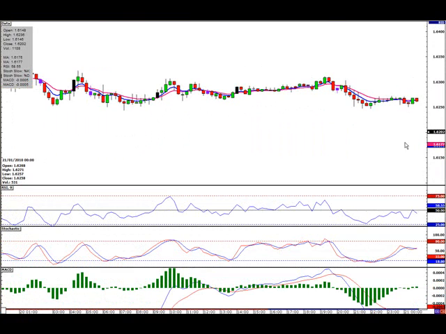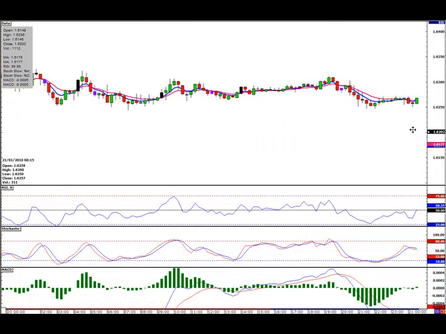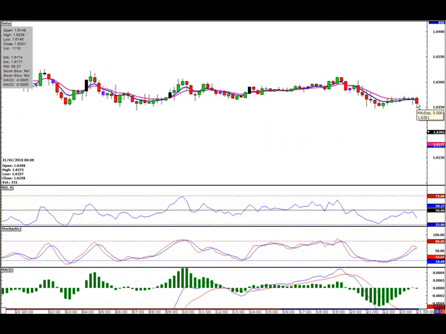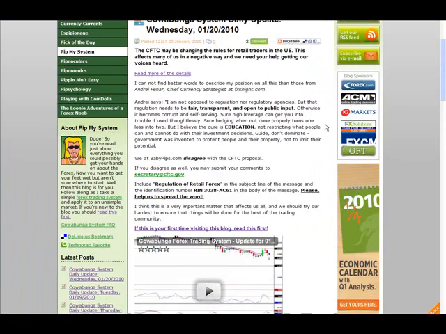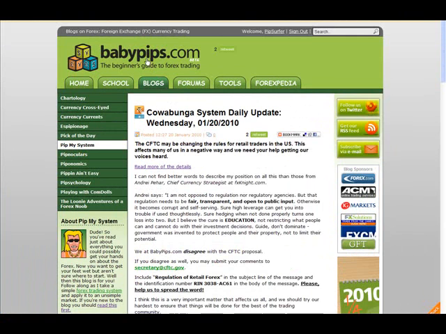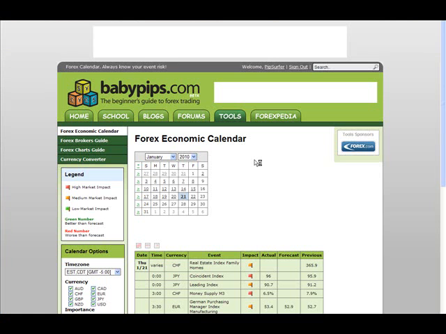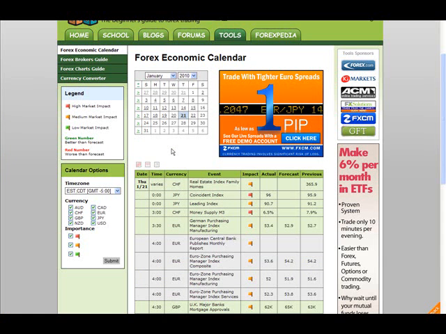So now I have my 15-minute chart open. I'm going to move this back to before midnight. And before I start trading, of course, I want to take a look at my news events. You can just go to babypips.com, click on this Tools tab, and it will automatically pull up the news events for the day. Just make sure this time zone drop-down bar is set to the correct time zone where you are located. That way you have the correct time, because otherwise you'll be looking at the wrong times, and that could really be bad news for your trading.